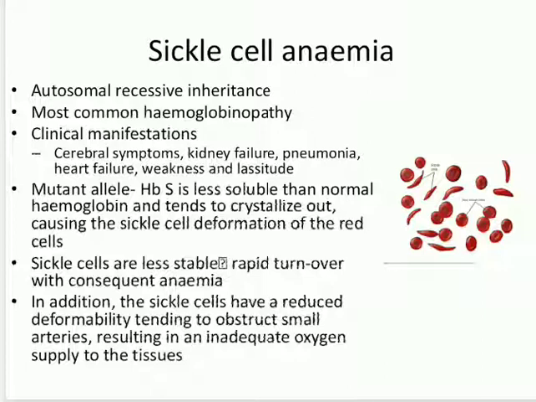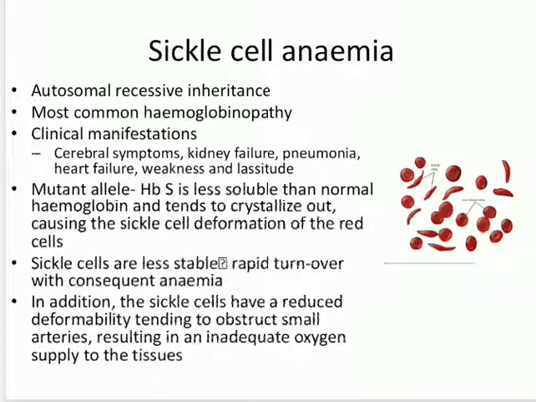It's less soluble than normal hemoglobin, so it tends to crystallize out and cause a sickle cell deformation of the red cell. And the sickle cells are less stable when compared with normal cells. So there will be rapid destruction of the red cells that leads to anemia. In addition, the sickle cells have reduced deformability.